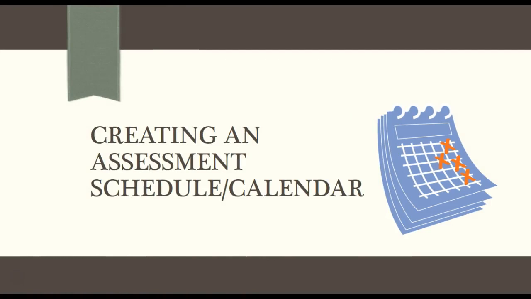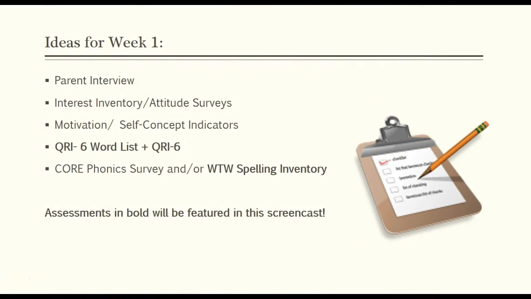So let's move on and talk about creating your assessment schedule and calendar and how to determine what assessments to give and what my recommendation is. Last week I shared this slide with you as ideas for session 1. Definitely parent interview needs to be happening. So hopefully you found something for that. Additionally, the interest inventory attitude survey should happen, as well as something for motivation, self-concept, the motivation to read profile or the adolescent motivation to read profile are my preferred tools for that.